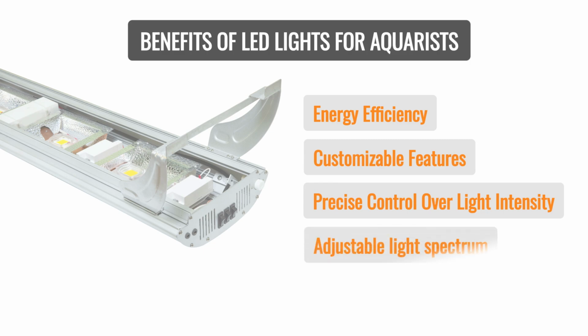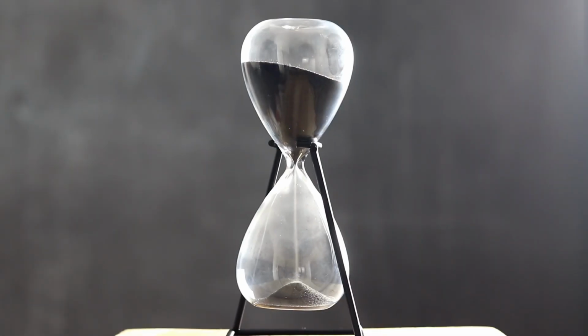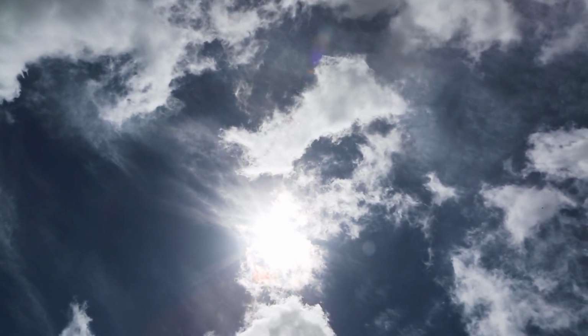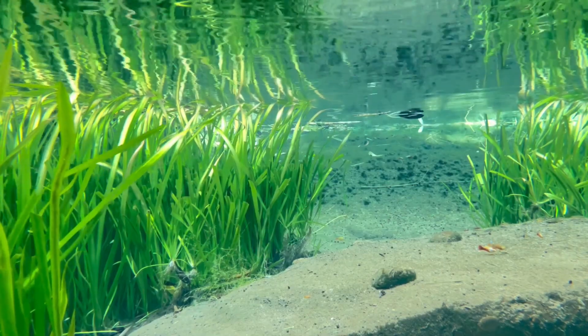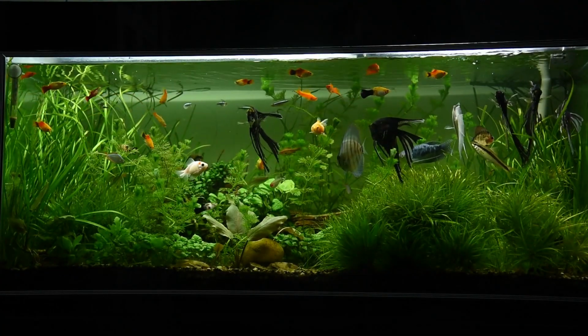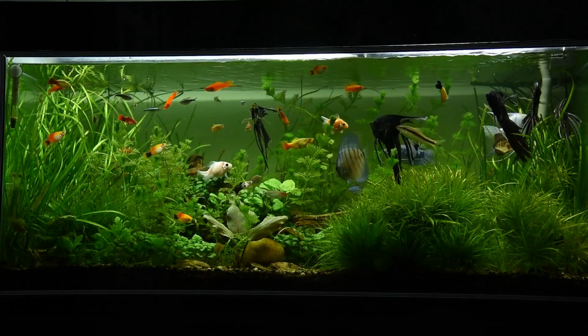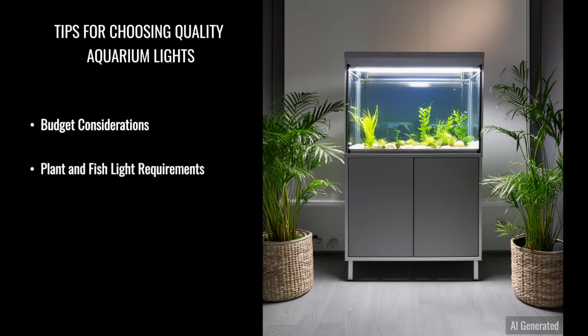LED lights are popular among aquarists due to their energy efficiency and customizable features, allowing for precise control over light intensity and spectrum. The duration of the photoperiod, or the amount of time the lights are on each day, should mimic natural daylight cycles and typically ranges from 8 to 10 hours. Proper lighting ensures that plants receive the energy they need to thrive, promoting healthy growth and vibrant colors in the aquarium ecosystem. Invest in quality aquarium lights depending upon your budget, light requirements of your plants and fishes, size and shape of your tank.